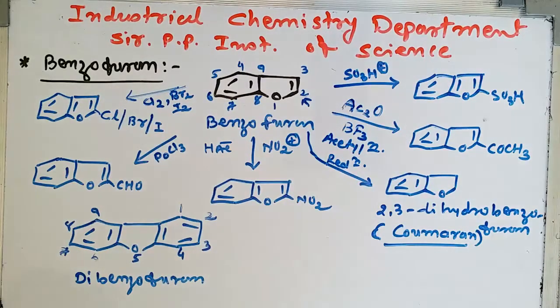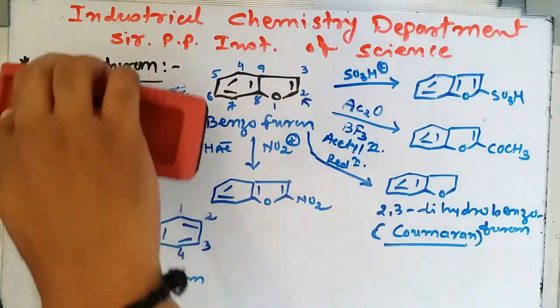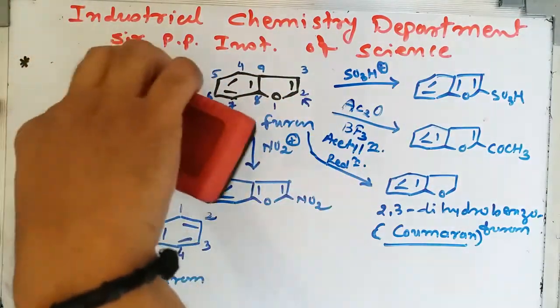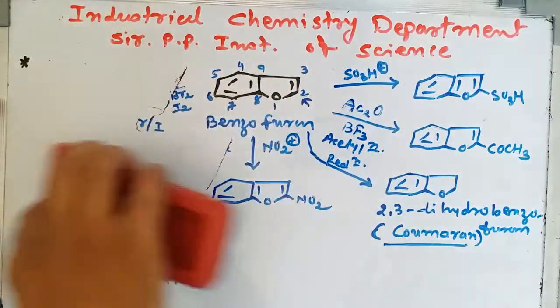Here we complete our second fused compound, the 5-member heterocyclic, one or more heteroatom fused compound, benzofuran. Now we have one compound for the 5-member ring, and that is benzothiophene.